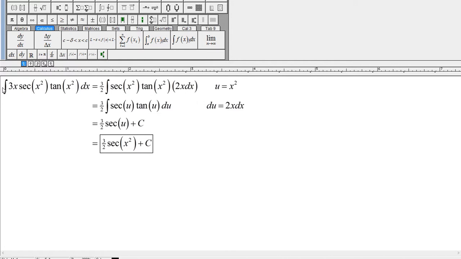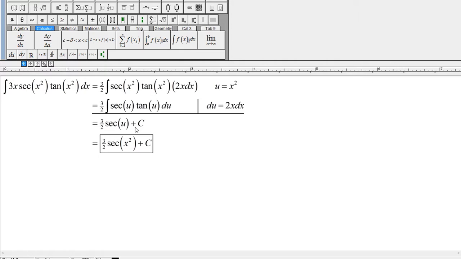I got the 3 out front as well, getting it out of our way. 3 times 1/2 is 3/2. And the rest of it's just like it is. Now we can substitute in u equals x squared here and here, and 2x dx altogether becomes du. Now that still may look a little bit messy until you remember that the derivative of secant u is secant u times tangent u, so this actually is one of our basic properties. So this is 3/2 secant of u plus c.